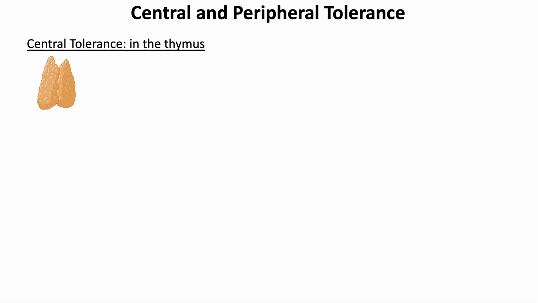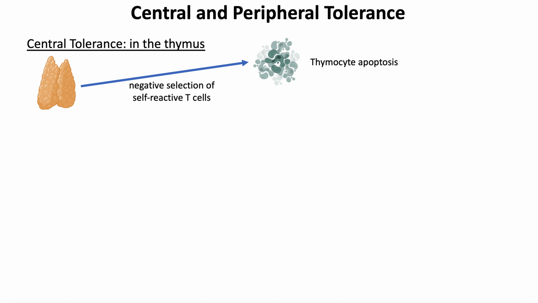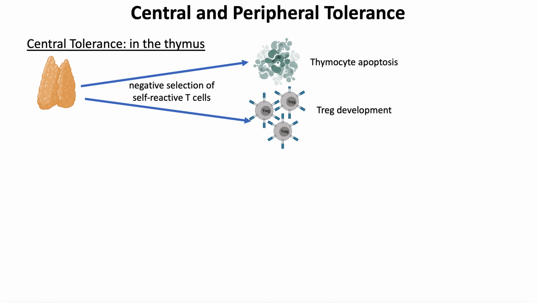There are two kinds of tolerance that are referred to with regards to the adaptive immune system, and that is central and peripheral tolerance. Central tolerance occurs in the thymus. And as you'll recall from a previous lecture, we know that negative selection of self-reactive T cells occurs in the thymus, or in other words, T cells that might respond to tissue-specific antigens are eliminated. And those T cells generally undergo apoptosis during development. However, there's another phenomenon that occurs in the thymus in which some of these self-reactive T cells actually undergo differentiation into regulatory T cells, or Tregs.